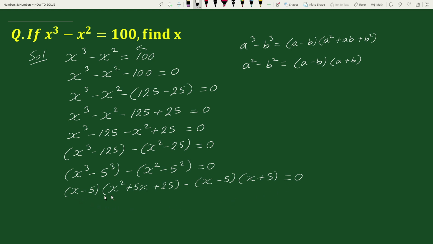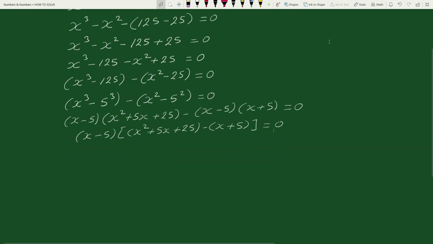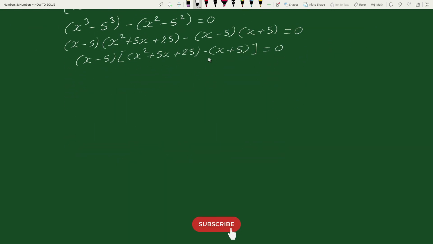Now you can see that in both the terms we have common factor x minus 5. So taking out the common factor from both the terms, we can write this as x minus 5 times (x square plus 5x plus 25 minus (x plus 5)) equals 0. After removing the bracket, we can write this as x minus 5 times x square plus 5x plus 25 minus x minus 5 equals 0.